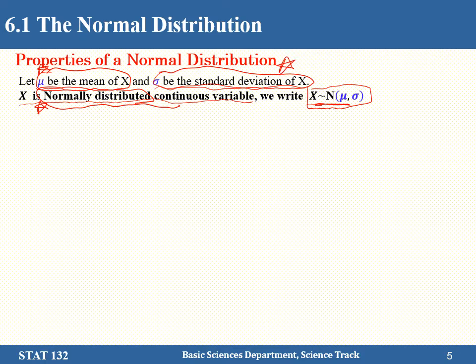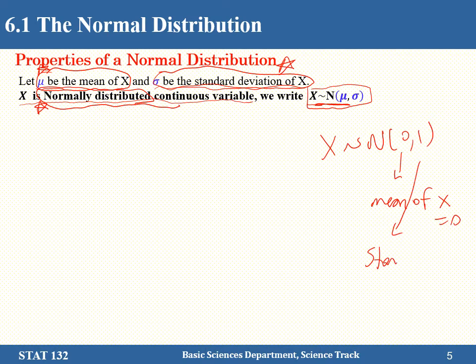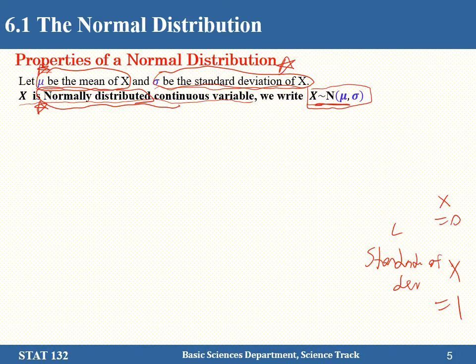So if X has a normal distribution with, let's say, 0 and 1, it means the mean of X is 0 and the standard deviation of X is 1. It might be some other number here, 2, 3, 4. I just gave you the example 0 and 1.